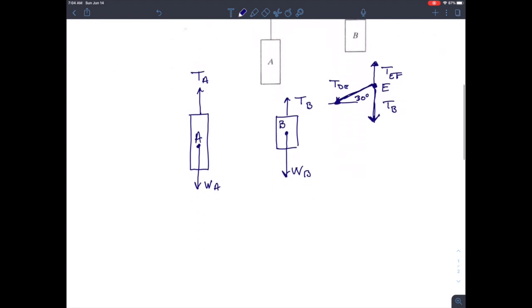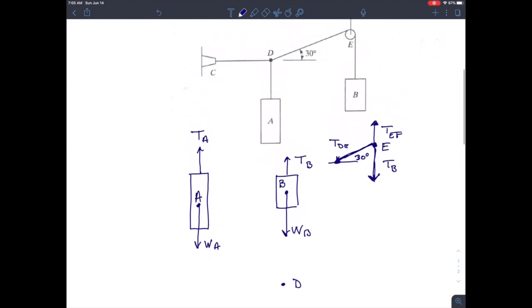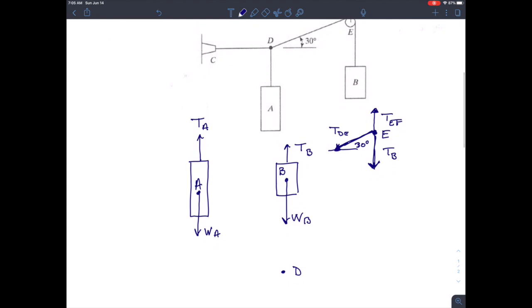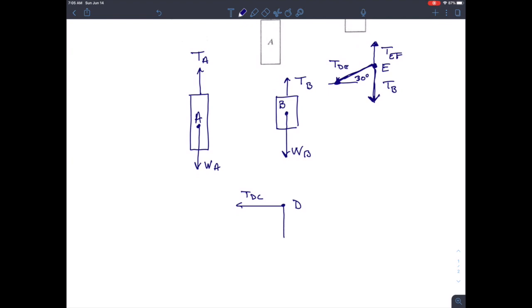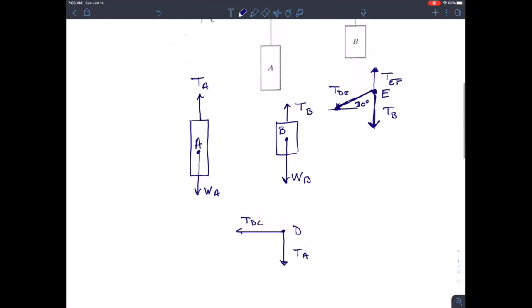And finally, point D. So back to my diagram. There's a cable that is going to be pulling on point D, moving out, tension DC. There's also a cable that holds the cylinder, so that's going to be pulling on that point as well. Tension A, we've already labeled that in another diagram, so we use the same force label.